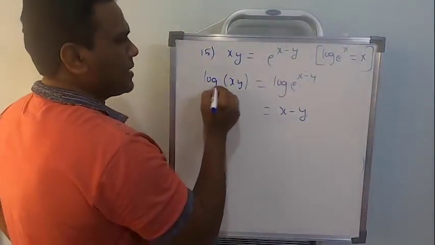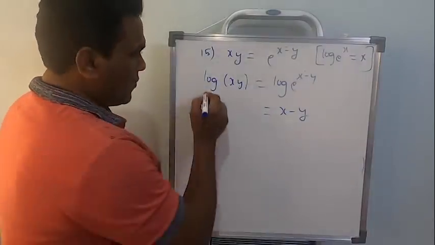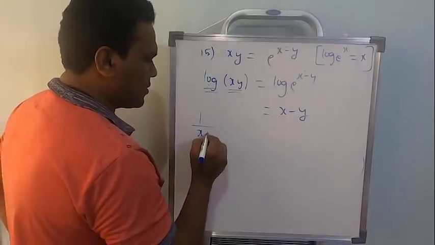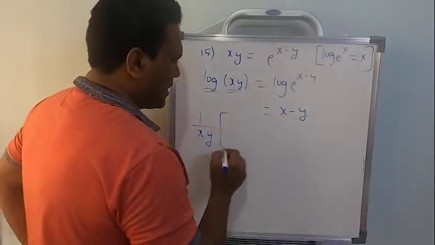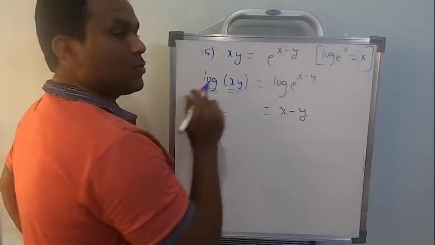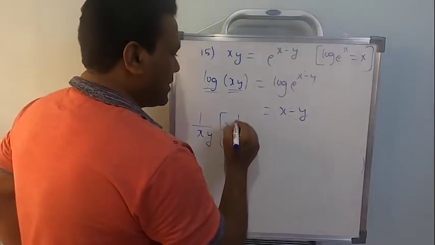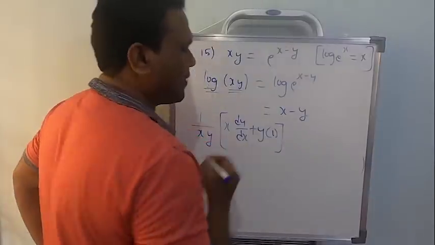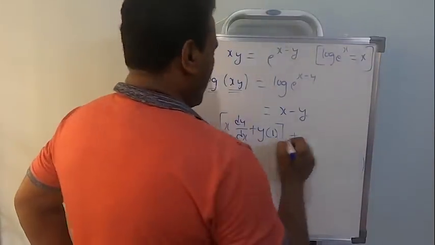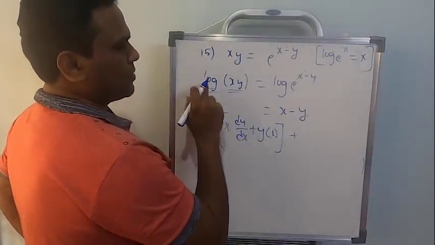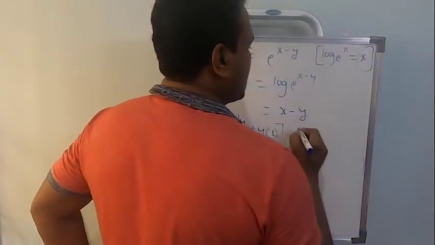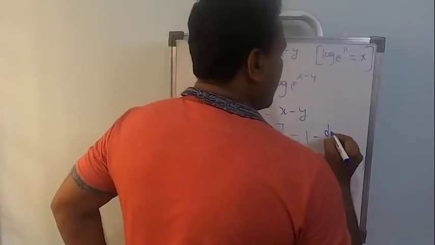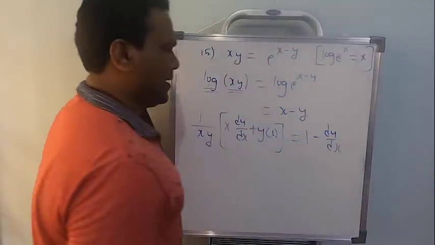Now let's differentiate. The left hand side is log of xy. First for log, then for xy. Differentiation of log is 1 by x, so it is 1 by xy, and that is multiplied by the derivative of xy by using the product rule. So x into differentiation of y plus y into differentiation of x. Now the right side, differentiation of x will be 1 minus differentiation of y, which is dy by dx.